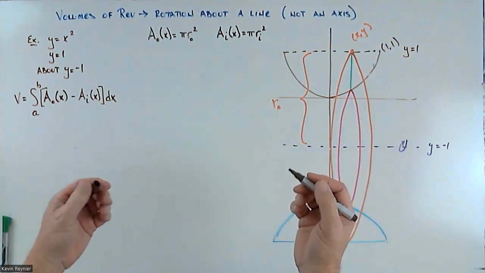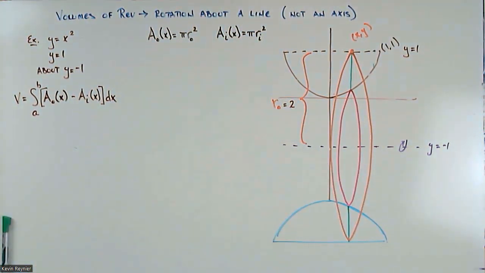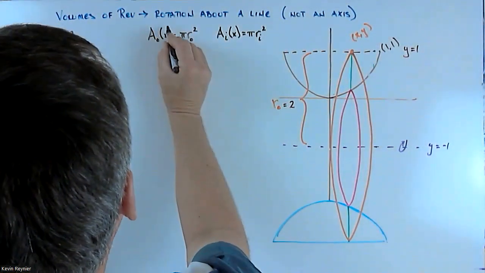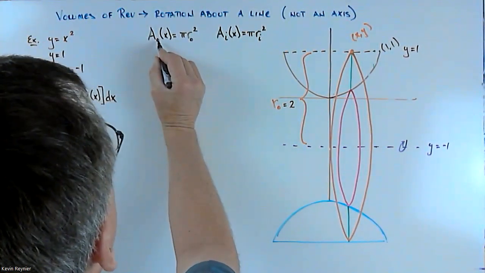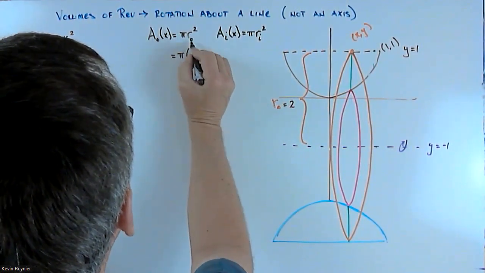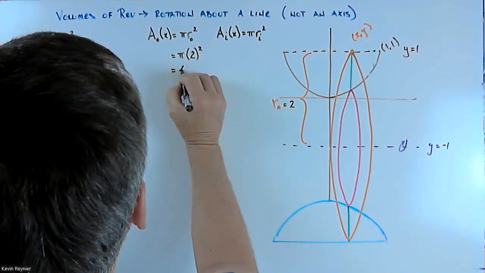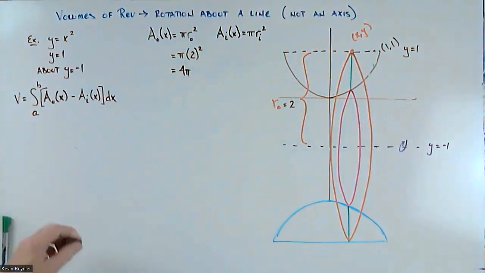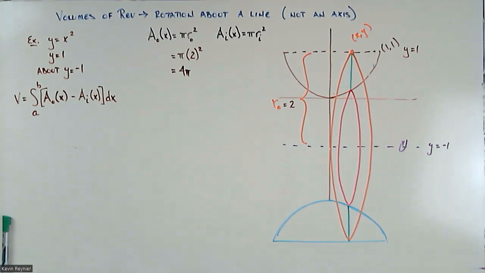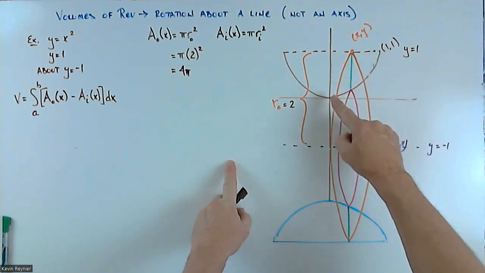So this radius is a constant. It equals 2. It's going to be 2 everywhere. So when we come over here to our area function for our outer radius in terms of x, we're going to have pi. We plug in our outer radius, which in this case is a constant, and we just get 4 pi. Now, the inner radius is not going to work out like that. The inner radius goes from a function which changes its y value as its x value changes.